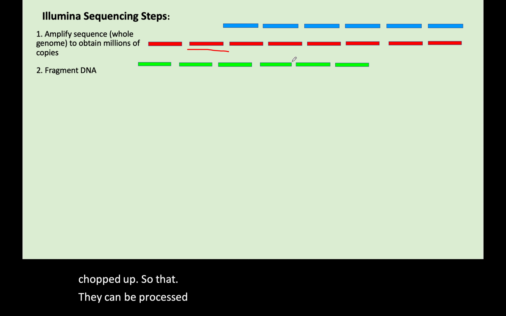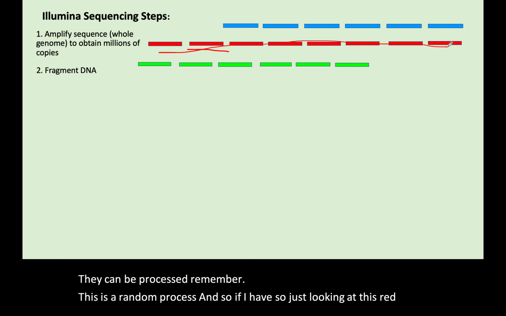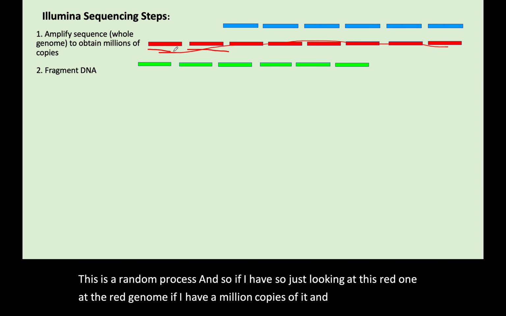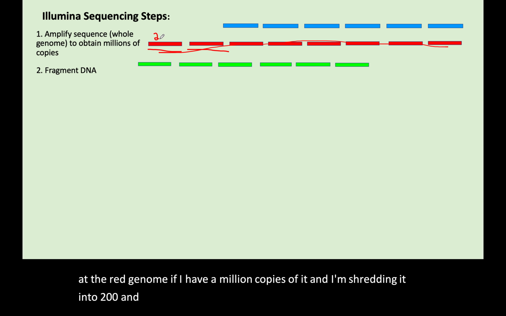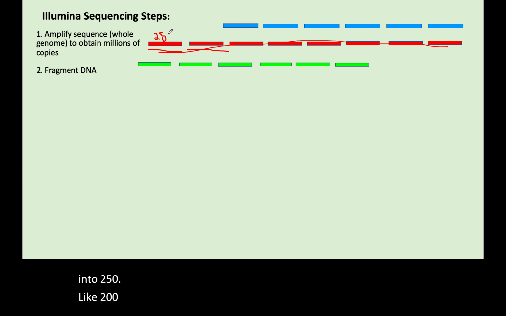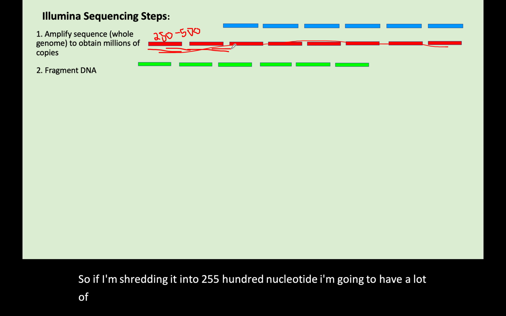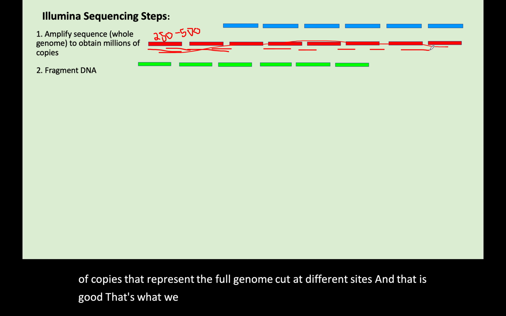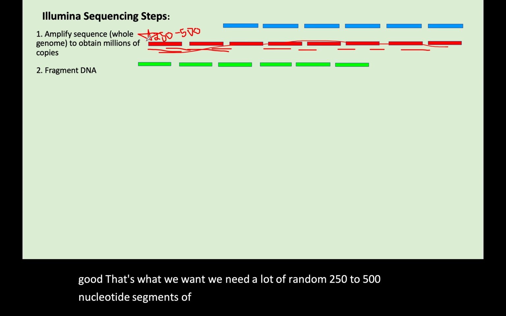And remember, this is a random process. So just looking at the red genome, if I have 1 million copies of it and I'm shredding it into 250 to 500 nucleotides, I'm going to have a lot of copies that represent the full genome cut at different sites. And that is good. That's what we want. We need a lot of random 250 to 500 nucleotide segments of the genome. And that will make it easier later.